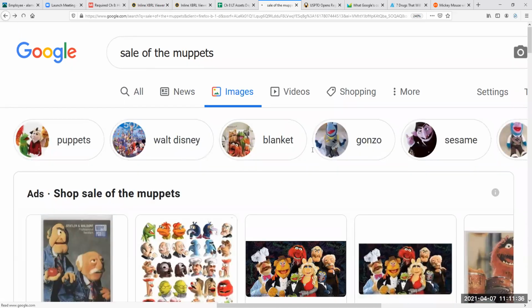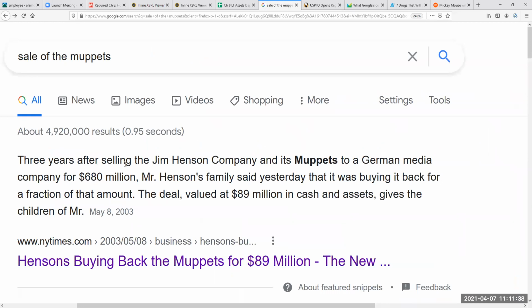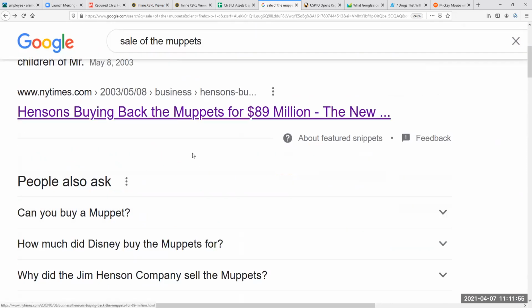Well, around the time y'all were born, 3 years after selling Jim Henson Company its Muppets to a German media company for 680 million, the company bought them back for 90. They were a big flop in Europe. These people lost like 400, 500, 600 million in Europe, and they bought them back. And then Disney bought them.